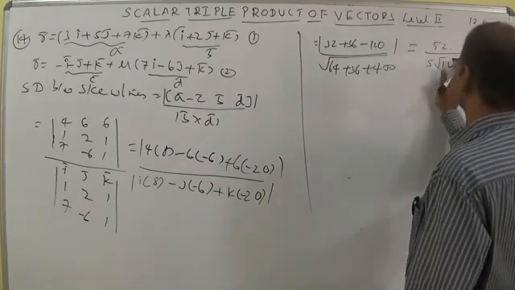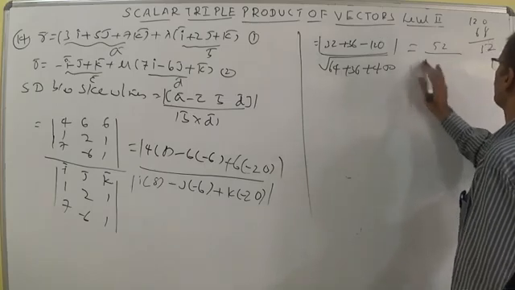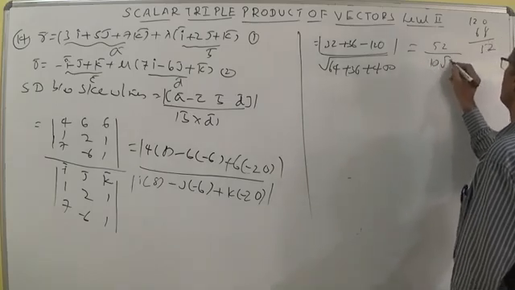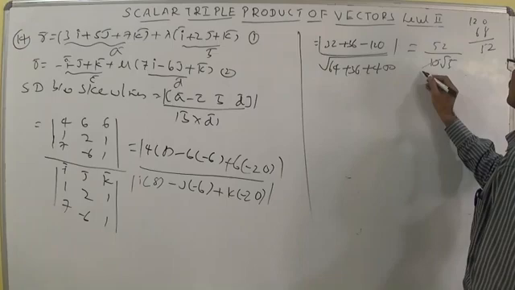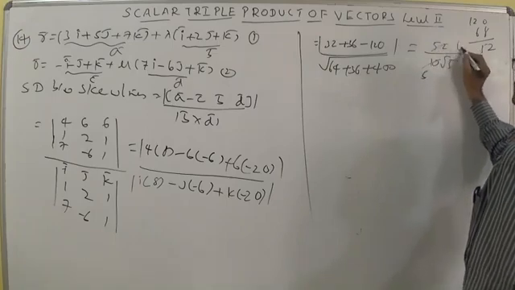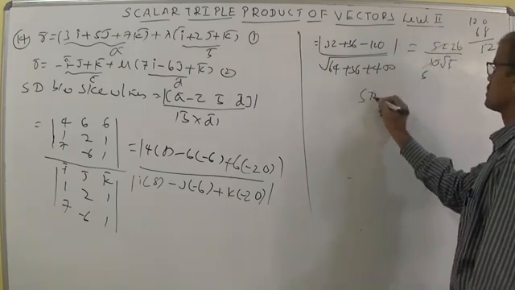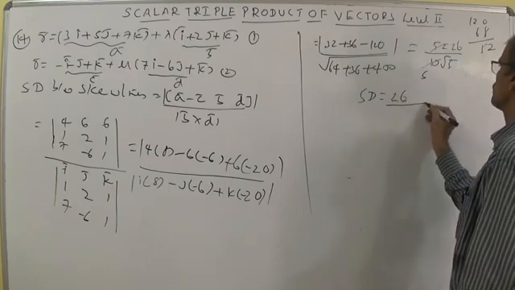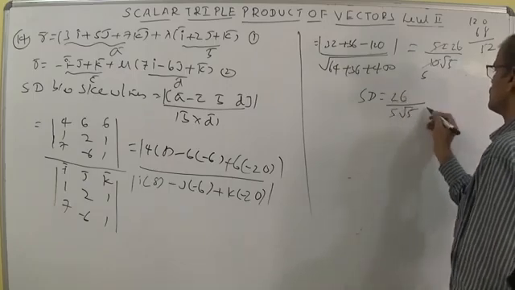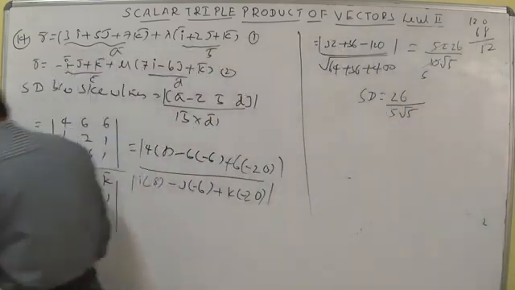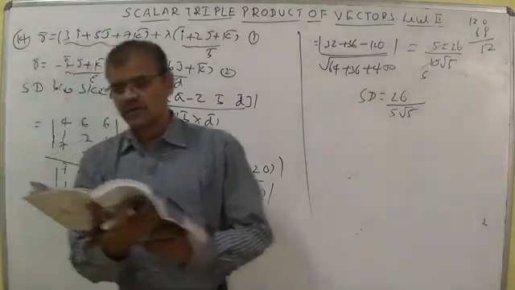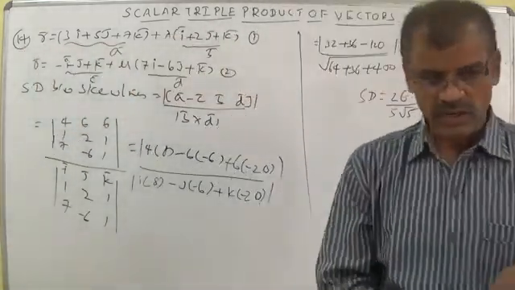Because 100 root 5. If we cancel here, 2 5s are and 2 26s are. The shortest distance between two skew lines is 26 by 5 root 5. According to the options here, 26 by 5 root 5 is the second option.